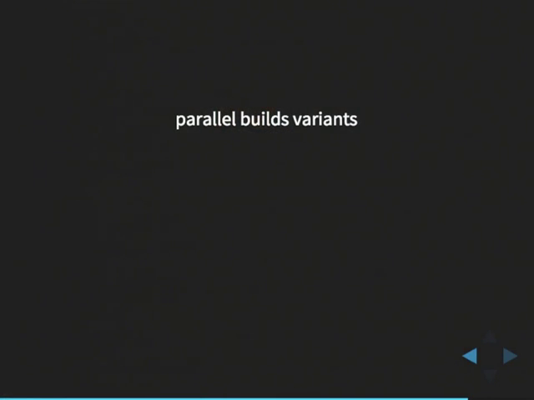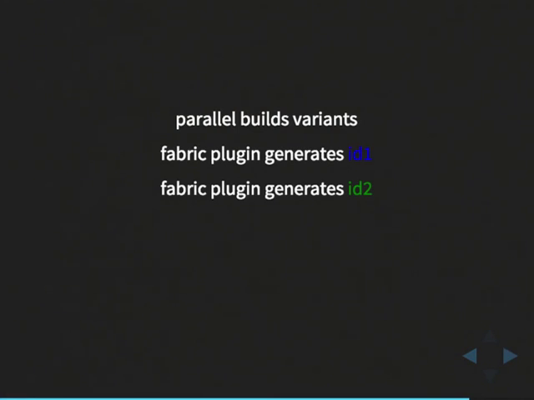But then Gradle developers started using parallel build variants. So the Fabric plugin would generate an ID, and the Fabric plugin would then generate the second ID for the paid version. And then the free version would use the second ID because it had already been generated, but it was the wrong ID to use. And the paid version would use that ID. And for the paid version, it was the correct ID.